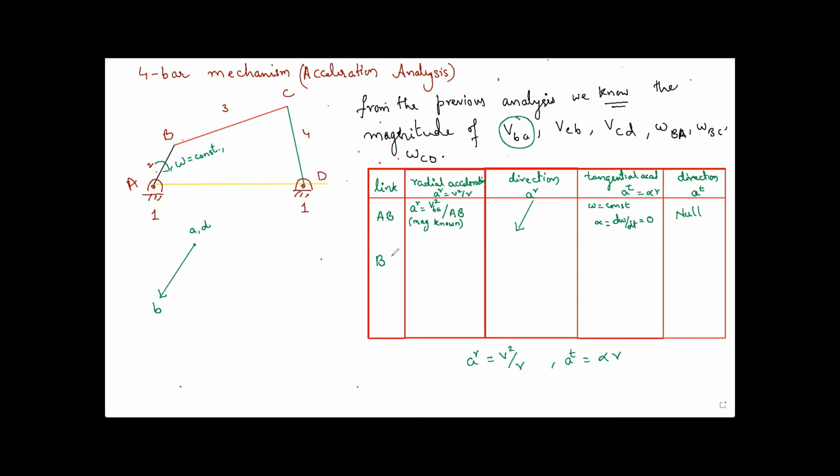B and C. Now, what is radial acceleration? Do we know? Yes, we know, because the velocity of C with respect to B is already known. See from here, I know that value. So it is that square divided by the link length itself, BC. So the magnitude is known over here also. Magnitude known. Okay. And now, what is the direction?